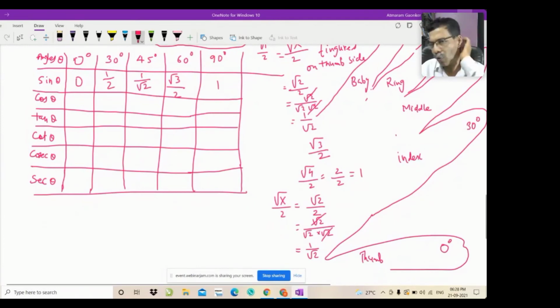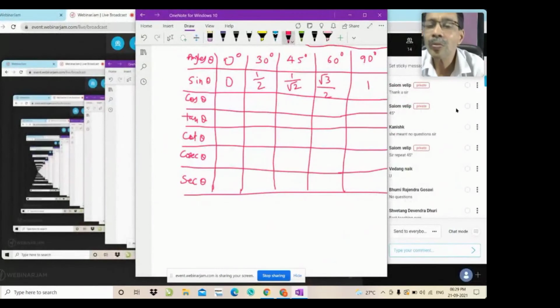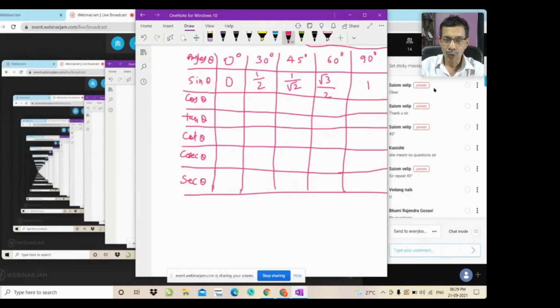Is it followed, Sai Om? If it is now clear, please type clear, and if there is still some doubt, please ask your doubt. Okay. Any other question? I have not understood why Bhumi is saying no question. Okay, fine. Thank you. You need not send me a message in private, Sai Om. You can send it so that others can also see it. No problem.